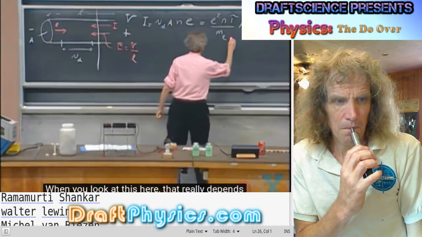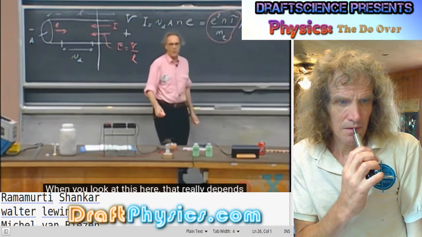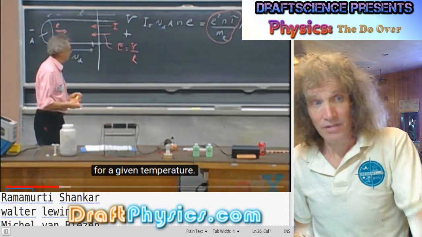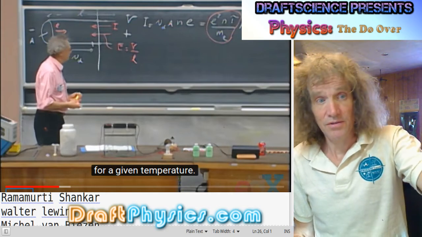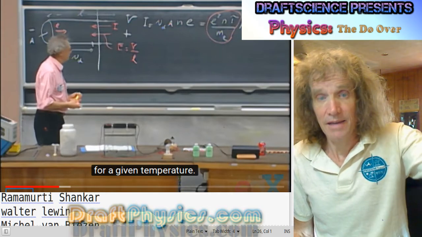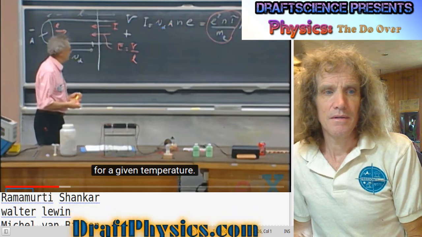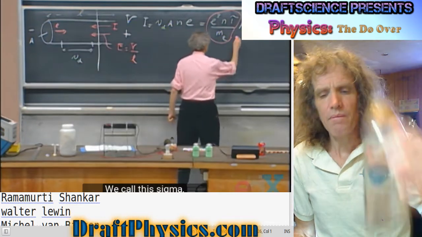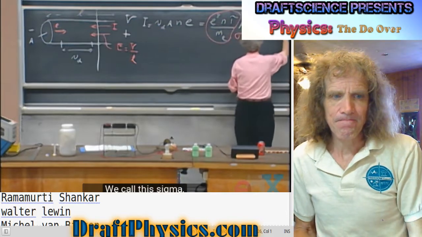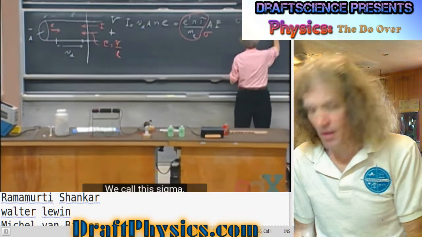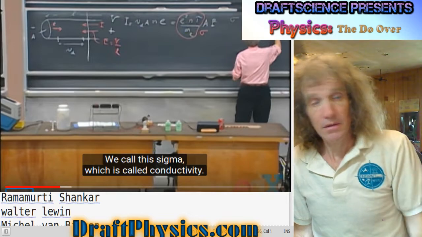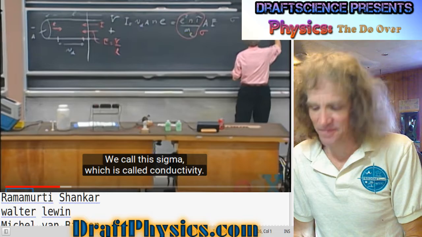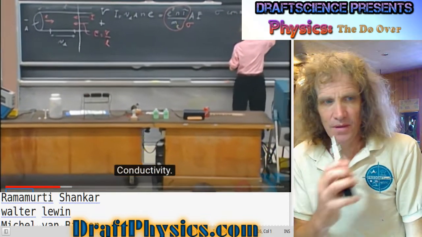When you look at this here, that really depends only on the properties of my substance for a given temperature. As I just pointed out, it's all constants. It's just really based on a K factor of something. And we give that a name. We call this sigma, which is called conductivity. Or resistance, lack of conductivity. It's called either one.